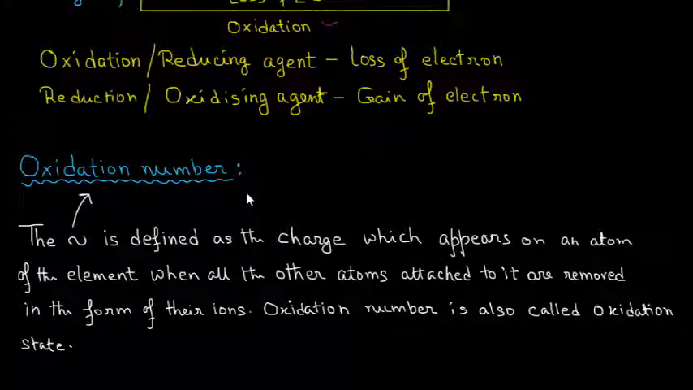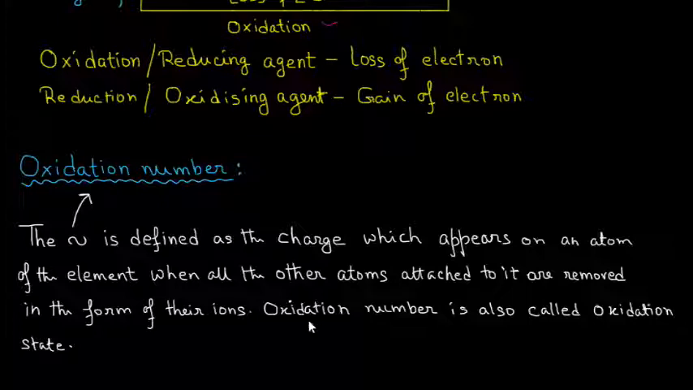Now let us see a concept called oxidation number. The oxidation number is defined as the charge which appears on an atom of the element when all the other atoms attached to it are removed in the form of their ions. Oxidation number is also called oxidation state.